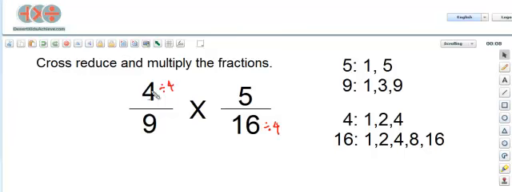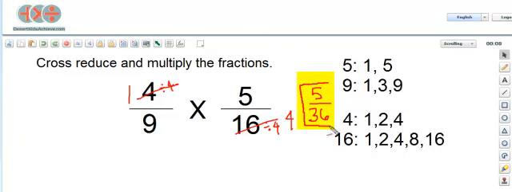And what that would give us is 1 over 9 times 5 over 4. And then you multiply across. 1 times 5 is 5. 9 times 4 is 36. And that is your final and reduced fraction.